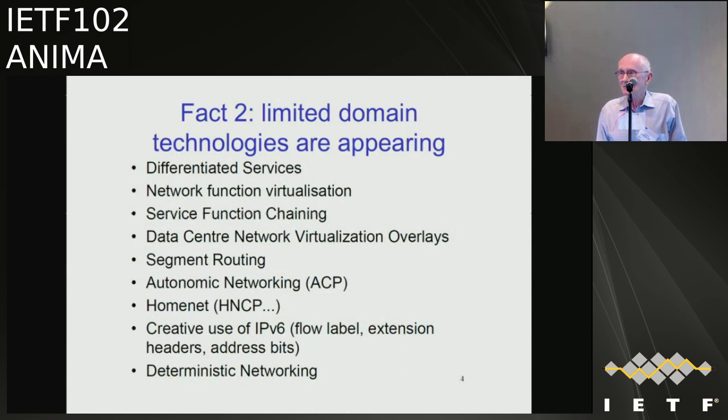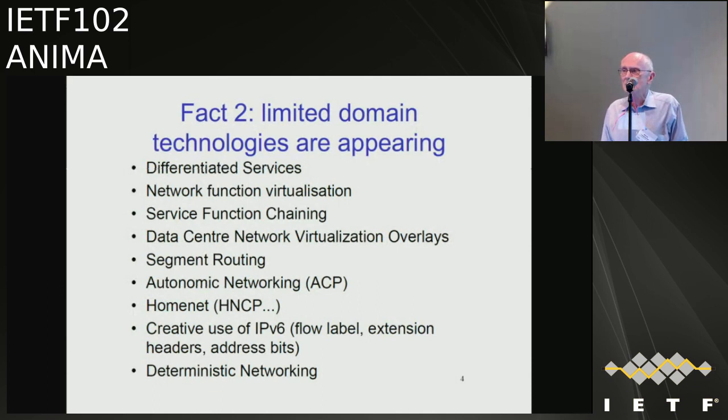And one of the things that's also come clear to me is that limited domain technologies are appearing in the internet. Differentiated services appeared 20 years ago, for example, and are explicitly limited to a domain within a domain boundary. Network function virtualization, service function chaining, NVO3 overlays, segment routing, autonomic networking itself. The ACP is very specifically a limited domain. Home nets are limited domains, so there's an HNCP protocol which is specific to limited domains. There are various creative uses of IPv6 being mentioned by people: using the flow label for local significance, using extension headers that are only valid locally, even using address bits for special purposes inside a domain. And if you read the basic documents of the DetNet working group, you will discover that deterministic networking is specifically designed for limited domains.